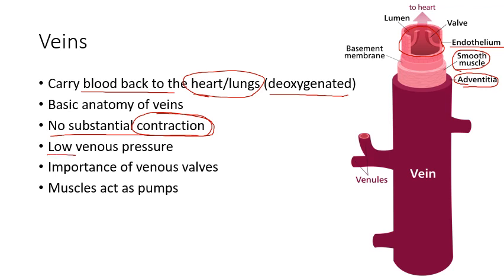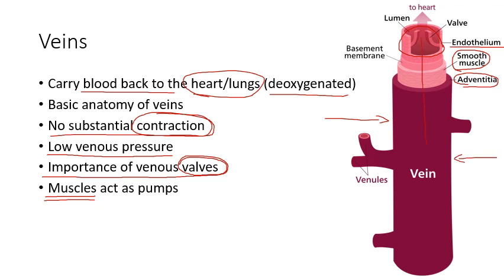Veins in general are a low pressure system, and they are dependent on their valves to have efficient circulation of the blood, and we're going to get back to the importance of valves. And the important part of circulation in the veins is that external muscles, skeletal muscles, will create a pump function, so they will exert a pressure on the outside, leading the blood to go in the direction of the heart.